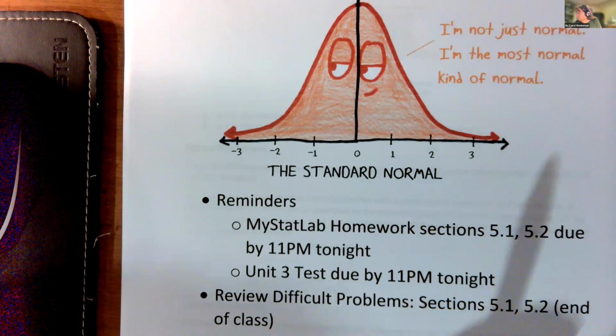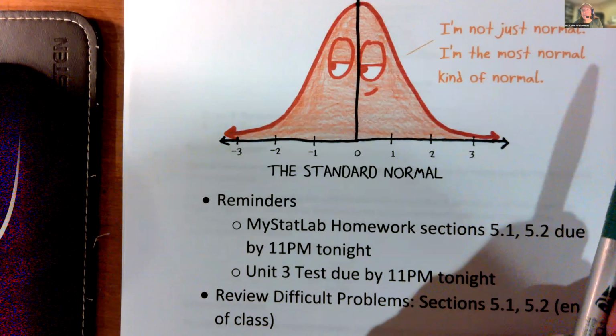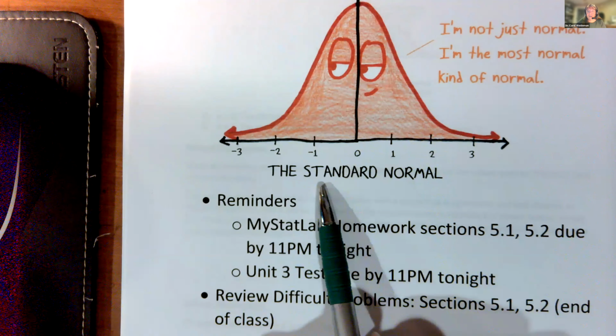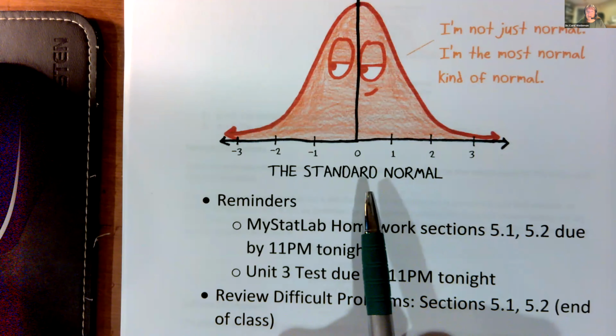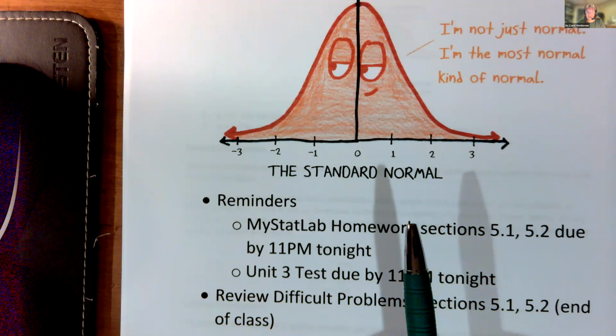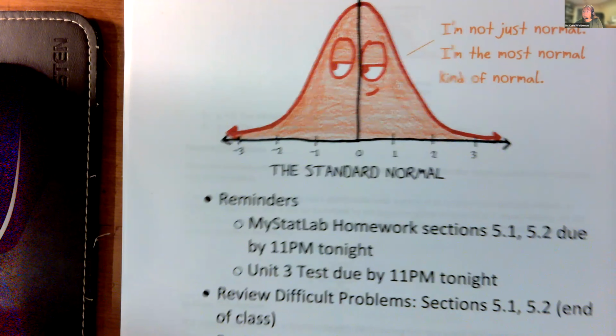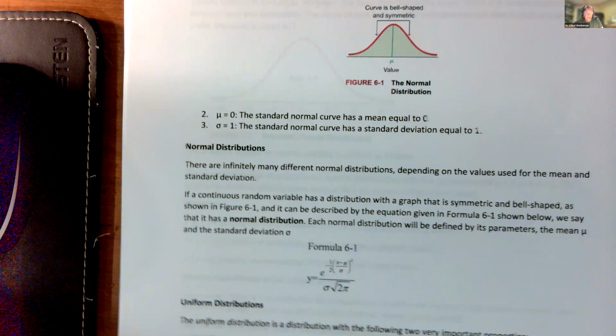So I like this little graphic. It says, I'm not just normal, the most normal kind of normal. So we're going to talk about actually this week the standard normal, and then we're going to talk about some special kinds of normal distributions. So we're talking about this week continuous random variables. Remember last week we learned about discrete random variables. So now we're moving on to continuous random variables, and we're going to talk about two of them.